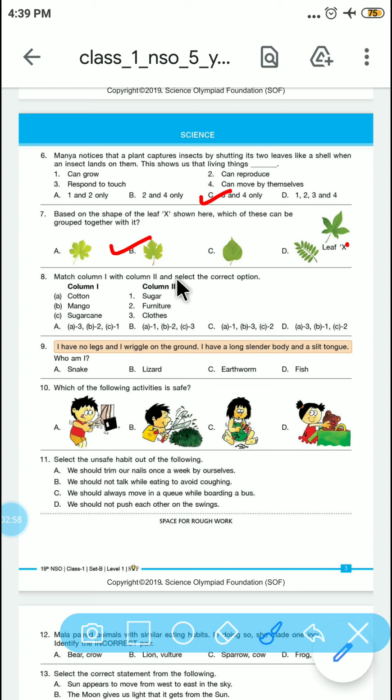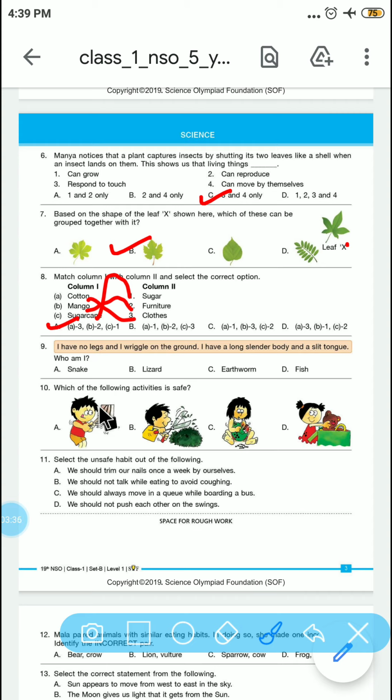Match column 1 and column 2 and select the correct option. So column 1 will have cotton, mango and sugarcane. In the same way we have resultant of it in the place of sugar, fruit, furniture and clothes. So if we match it, then cotton must be matchable to clothes, mango must be matchable to furniture because the wood of mango tree is used for that, and sugarcane is used for sugar making. So A 3, B 2 and C 1. The only option which fulfills the criteria is option A.